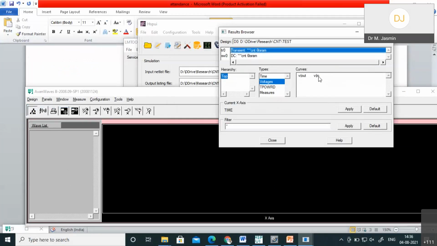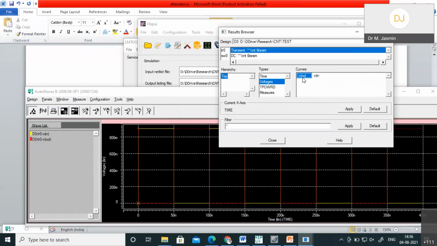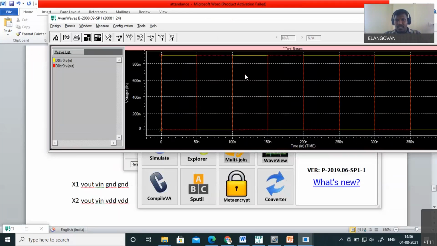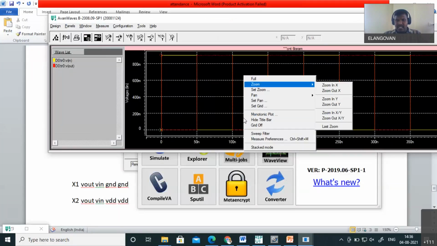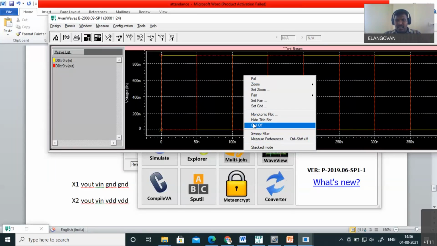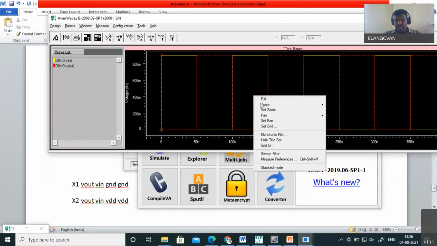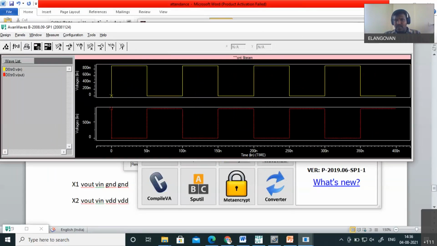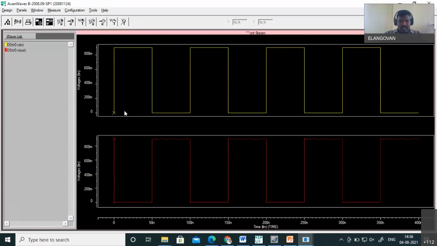Yeah, now it's coming. My input is a pulse. My output is also a pulse. Suppose you want, you can remove these grid lines. That is grid off. So you can make it into stack mode. So here you can see the waveform, right? Your input is a pulse waveform and the output is also the inverted pulse waveform of your input.